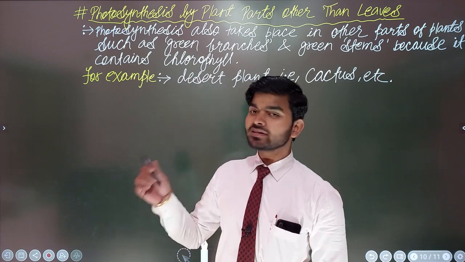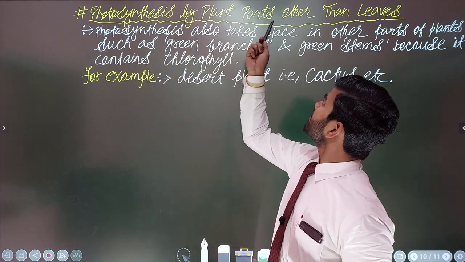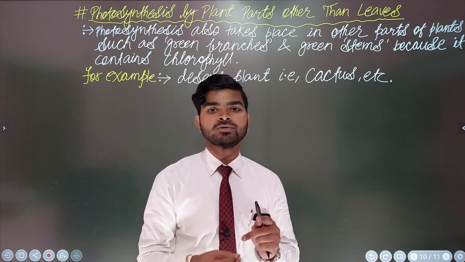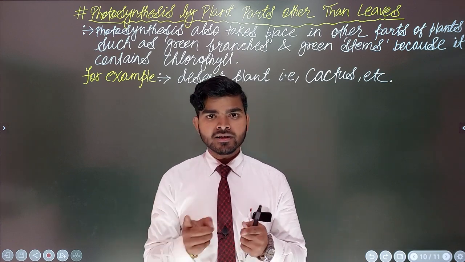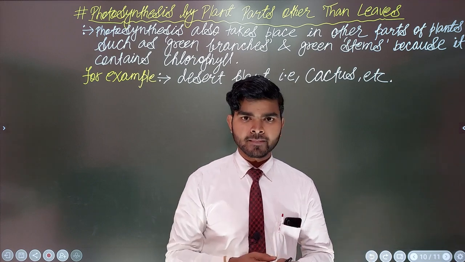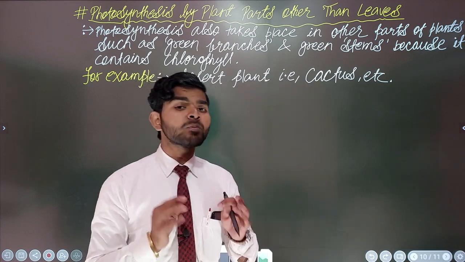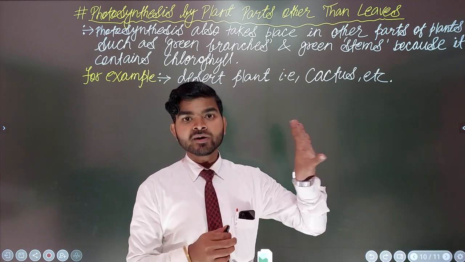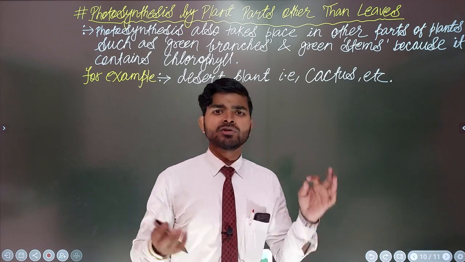Now let us talk about your new topic, and the name of that topic is photosynthesis by plant parts other than leaves. I have already taught you that photosynthesis is possible in plants or trees, but the main role in photosynthesis belongs to the leaf. But here the question arises: is it possible that plants can also do photosynthesis without leaves, or is photosynthesis possible in parts other than leaves or not? So of course yes, photosynthesis is possible.